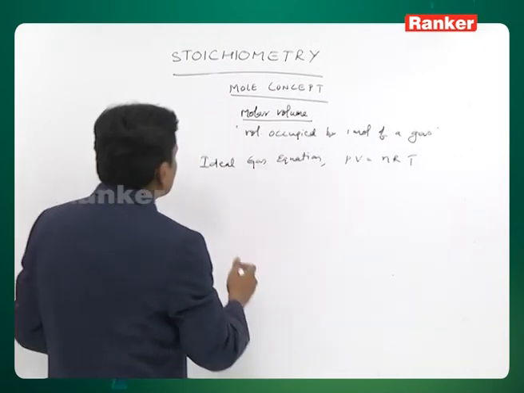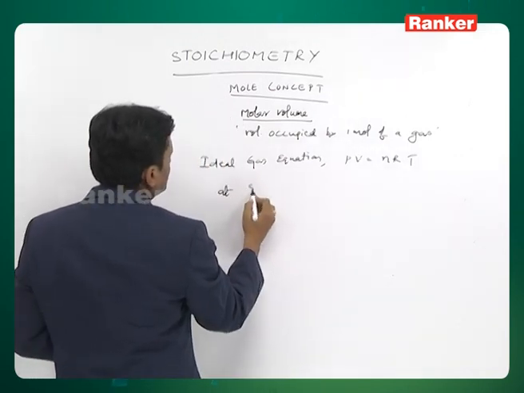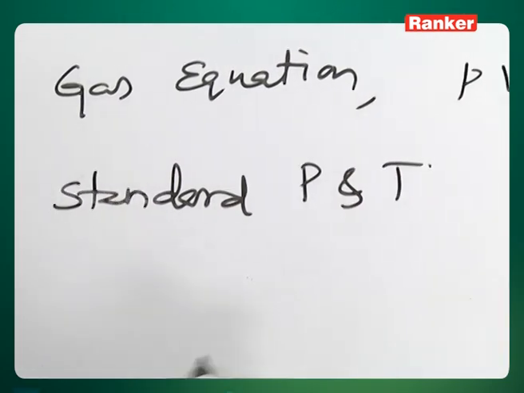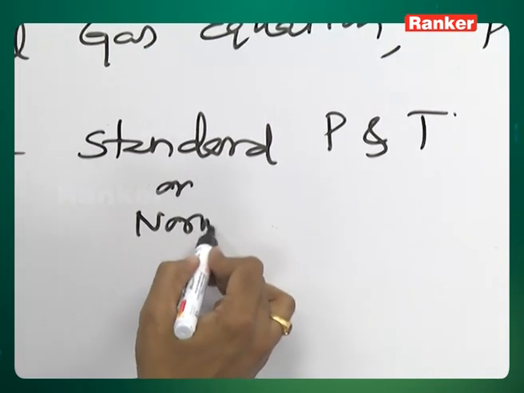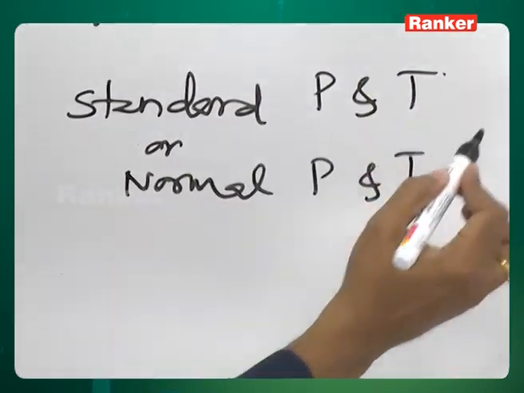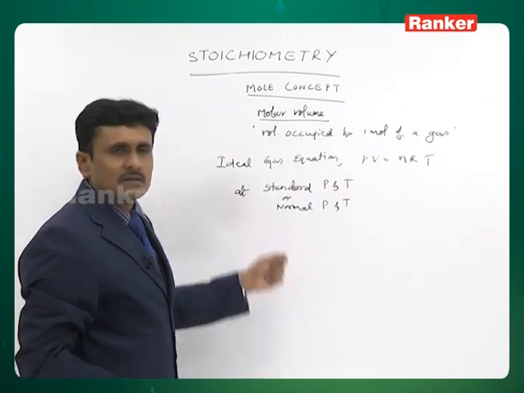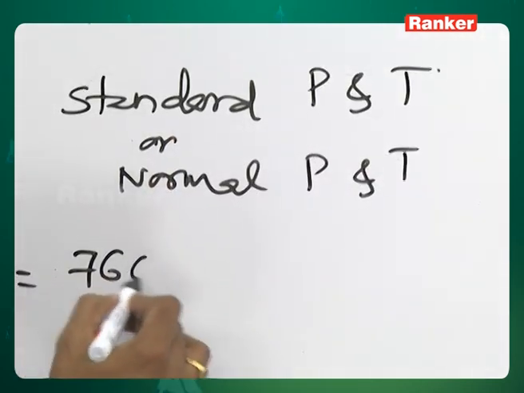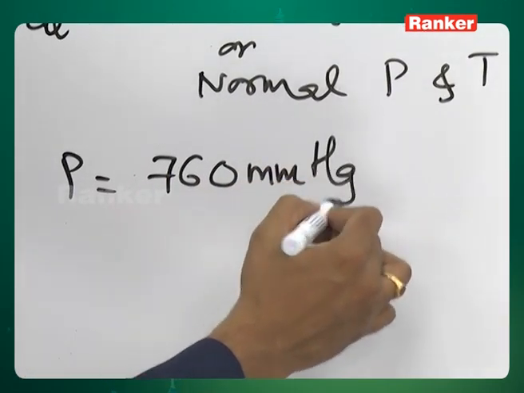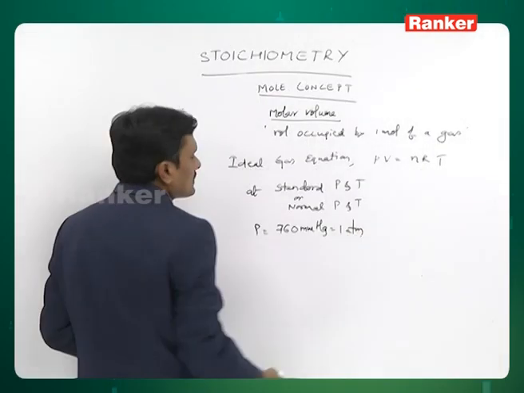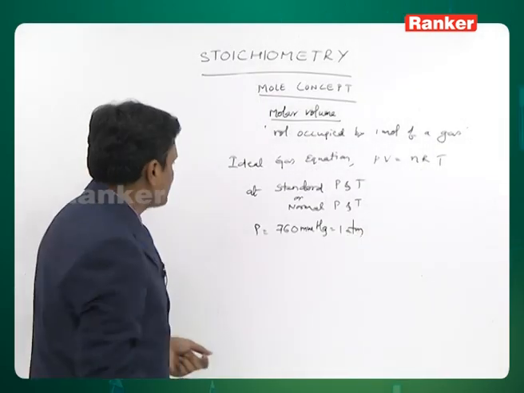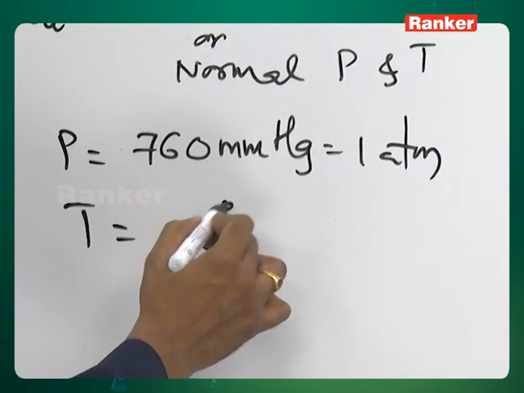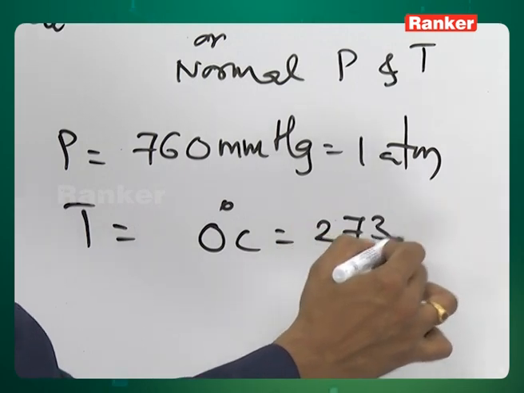So, at standard conditions, I mean standard pressure and temperature, which is otherwise referred to as normal pressure and temperature, these are the conventions related to chemistry, where we assume the pressure as 760 mm of mercury or 1 atmosphere or around 0.9 bar. The temperature is usually 0 degrees Celsius or 273 Kelvin.